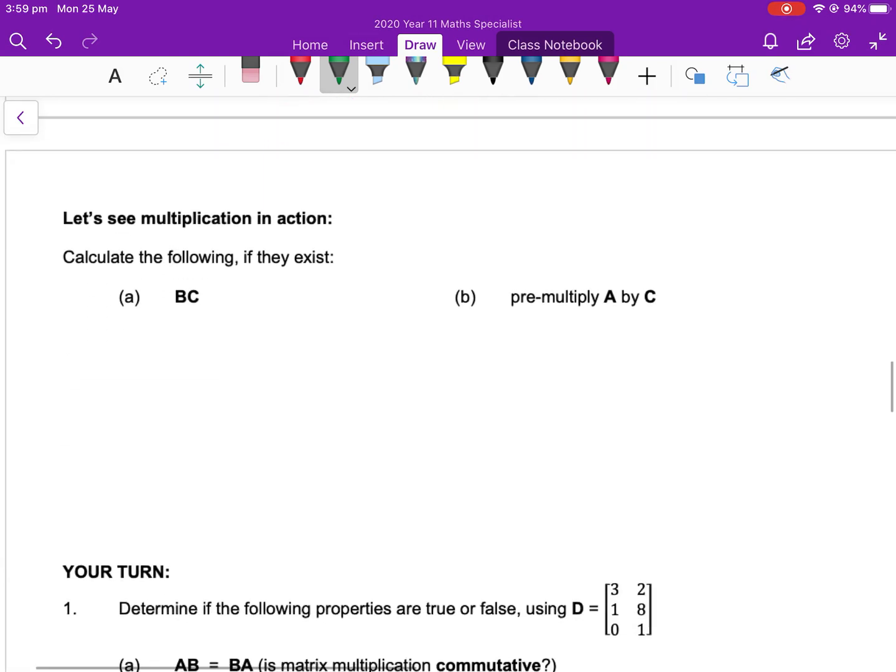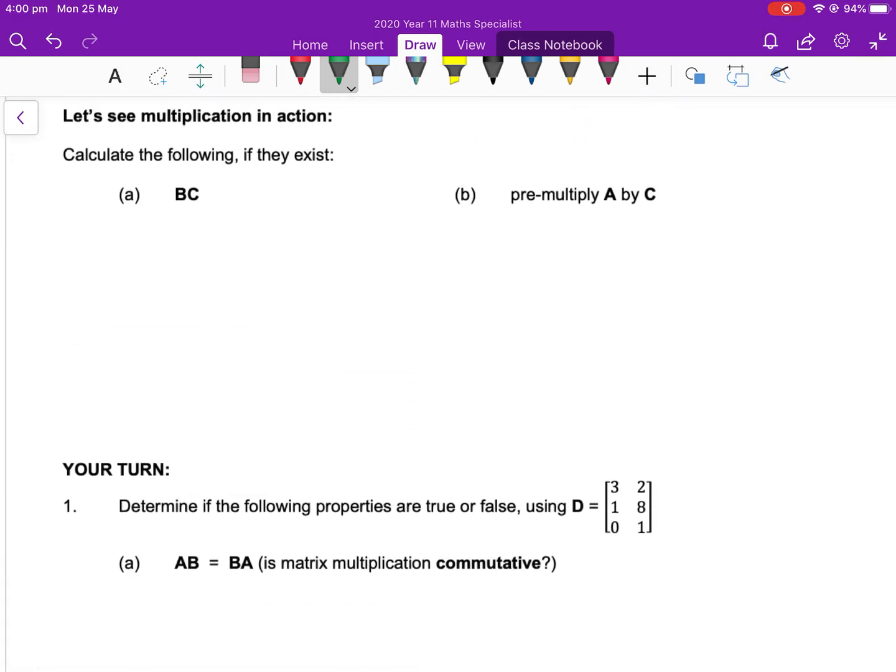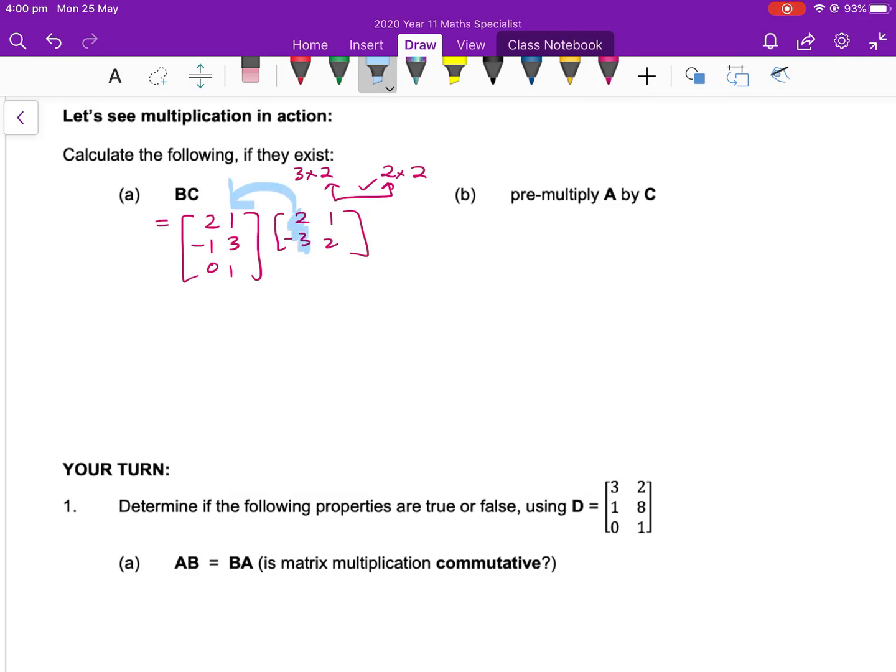Okay, so let's see multiplication in action one more time. So let's go back to our earlier matrices. Let's multiply matrix B and matrix C. So thinking about their size, is it possible? Well, we've got a 3 by 2 and a 2 by 2. So yes, it is possible, and we'll have a 3 by 2 as a result. So we've got 2, 1, negative 1, 3, 0, 1 being multiplied by matrix C, which is 2, 1, negative 3, 2. So again, that column is being multiplied on each row.